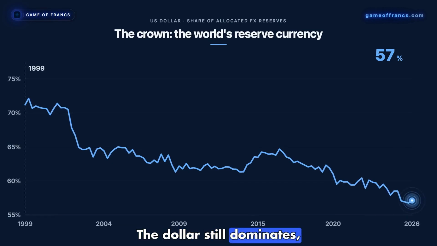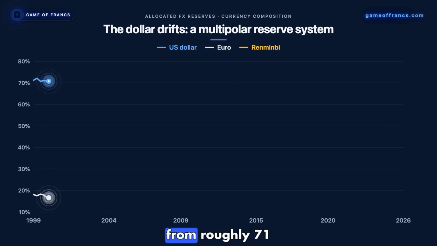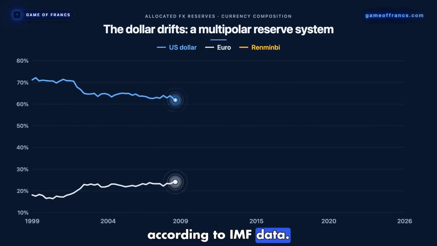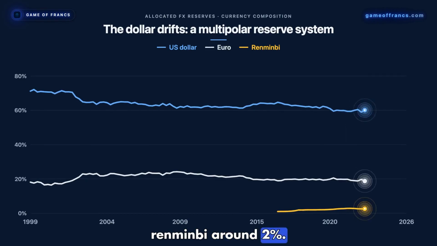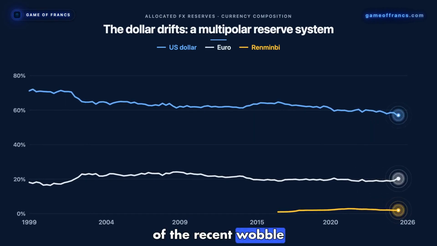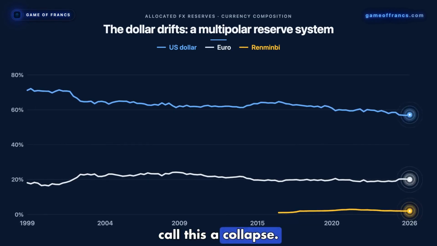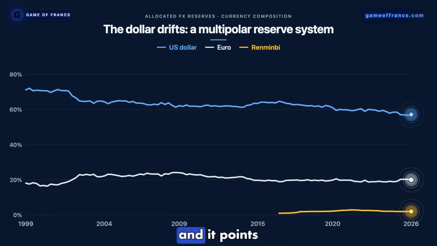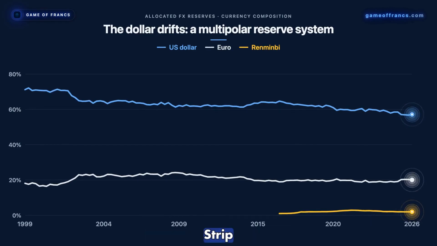The dollar still dominates, but it is drifting. Its share of allocated global reserves sits around 57%, down from roughly 71% at the start of 1999, according to IMF data. The euro holds near 20%, the renminbi around 2%. Much of the recent wobble is a valuation effect rather than active selling, so it would be wrong to call this a collapse. But the direction across several decades is unmistakable, and it points toward a more multipolar reserve system rather than a single successor.